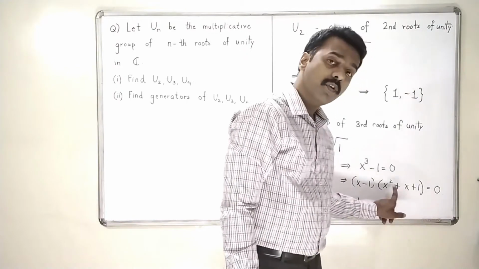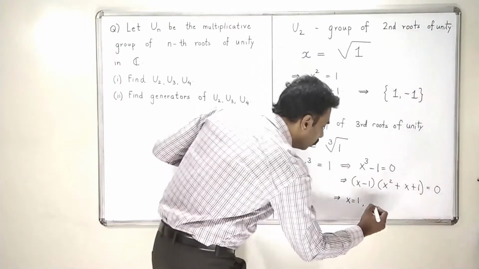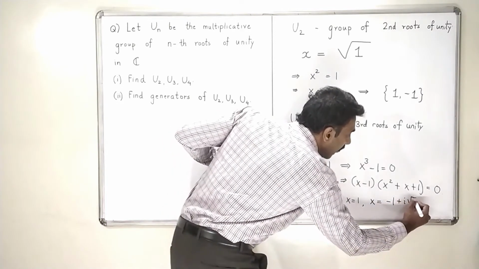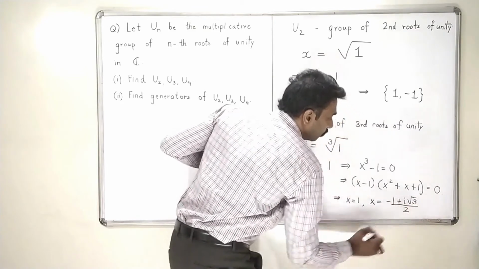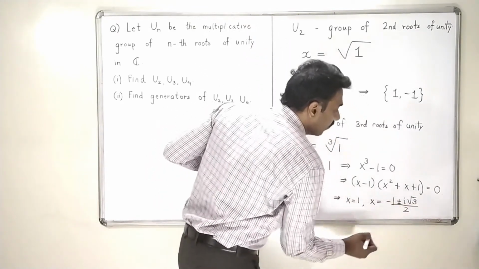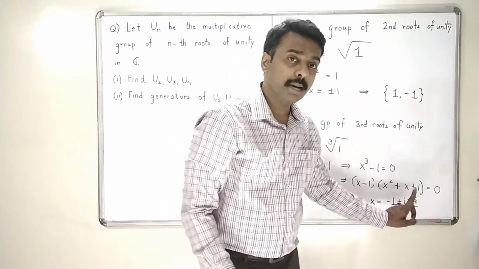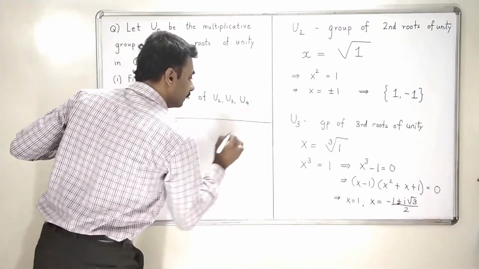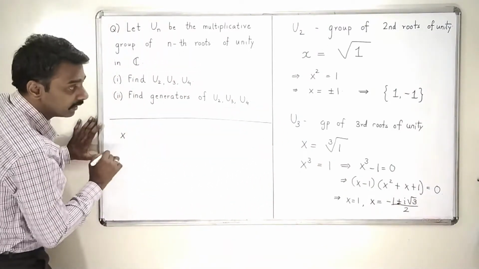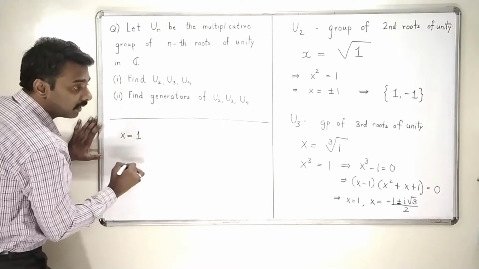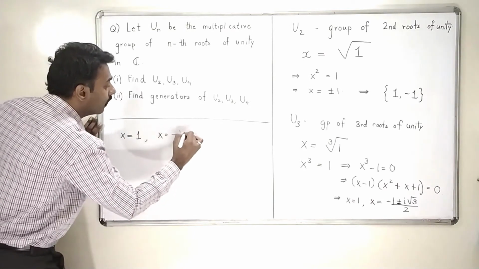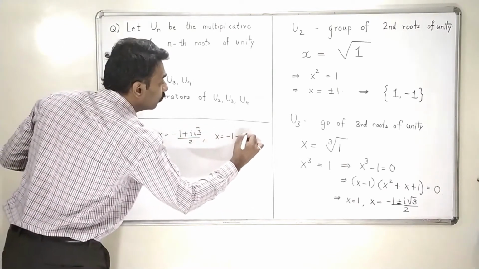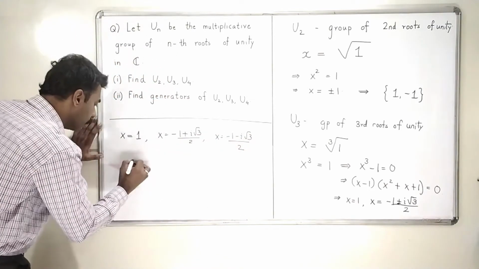I will use the quadratic formula and I will get that the roots x are by quadratic formula minus 1 plus or minus I root 3 upon 2. So I will get 2 roots, minus 1 plus I root 3 upon 2 and minus 1 minus I root 3 upon 2. Okay, so this means that what are the possible values of x in that case? The possible values are x equal to 1, second is x equal to minus 1 plus I root 3 upon 2, and third value is minus 1 minus I root 3 upon 2.